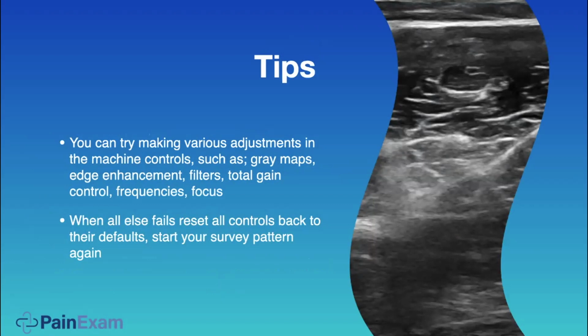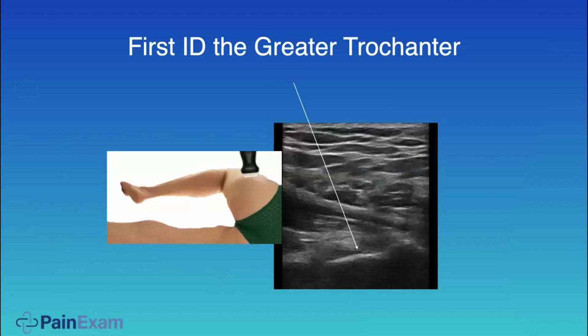You can also try making other adjustments: the gray maps, the enhancements, the filters, the gain, the frequency. There's a ton you could do depending on the machine you have. And if all else fails, just reset the control patterns. I'm spending more time on this because the sciatic nerve is a nerve that many people have problems finding. So here's the trick to finding the sciatic nerve.